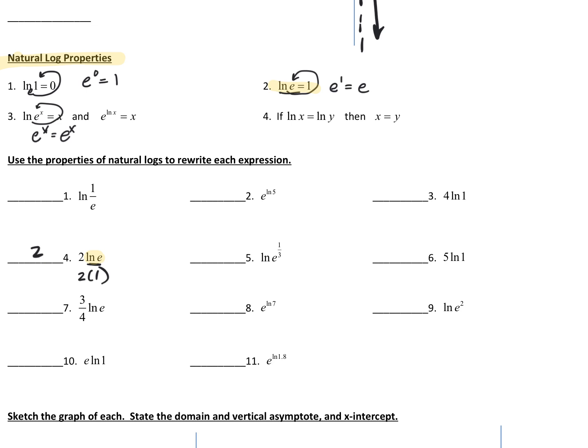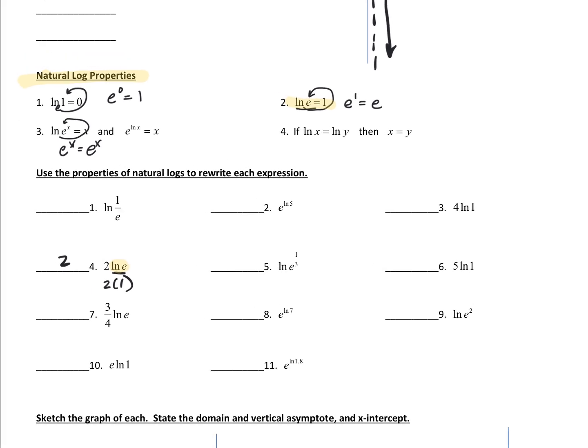Okay, let's try, what about number 8? What would you say on number 8? E to the natural log of 7 is, look at your properties. Which one does it look like? 1, 2, 3, or 4? 3. Looks like 3. Yep, we're using property number 3 right here. I can deduce that this is just a 7. E to the natural log cancels one another out.